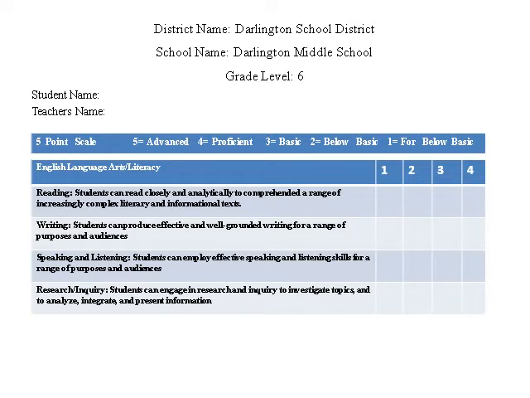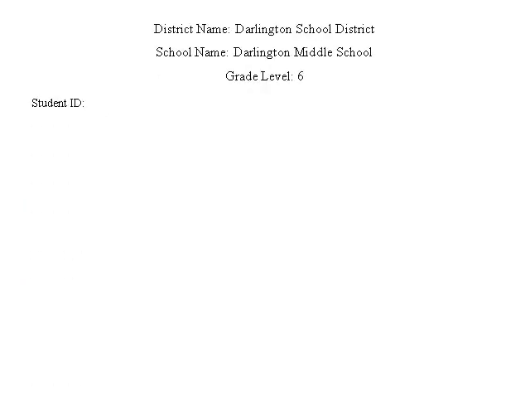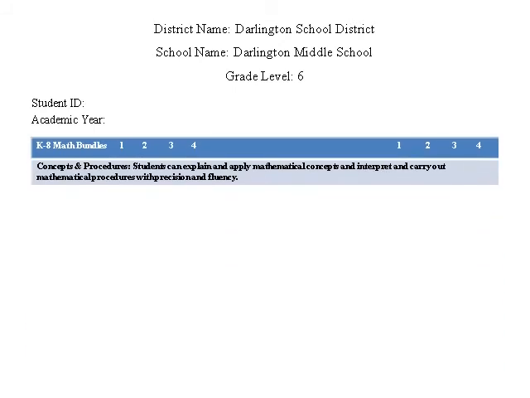With the writing, it states that students can produce effective and well-grounded writing for a range of purposes and audiences. Speaking and listening, it states that students can employ effective speaking and listening skills for a range of purposes and audiences. And with the research and inquiry, students can engage in research and inquiry to investigate topics and to analyze, integrate, and present information.